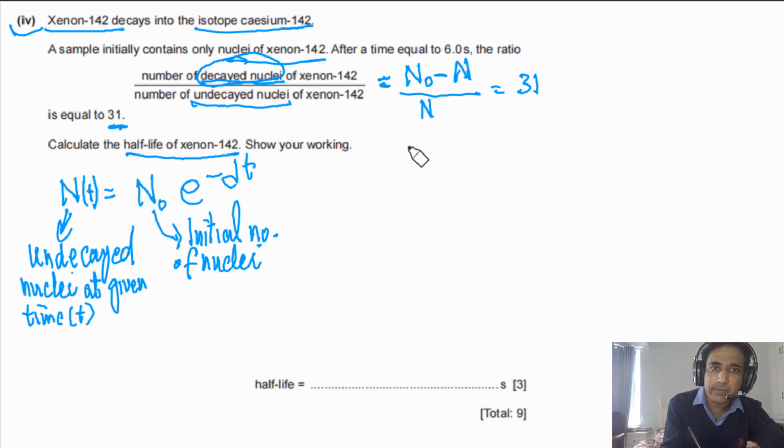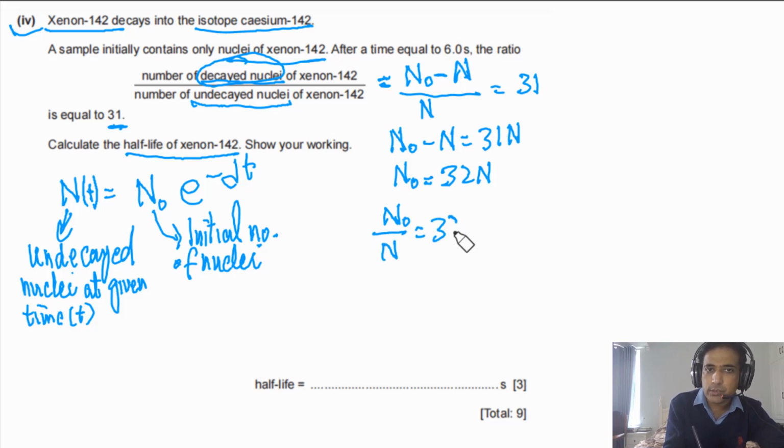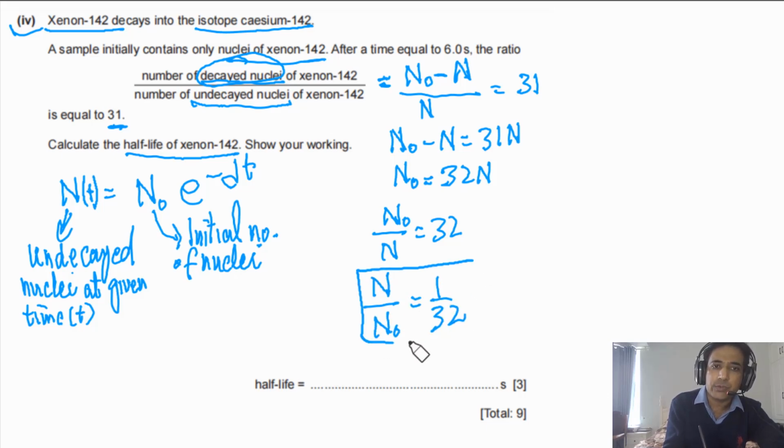Now we can simplify this one. In this case N naught minus N will be equal to 31 times N. So from here we can say N naught, this minus N will be positive here, so we get 31 plus 1, which means this will be equal to 32N. So we got N naught by N equal to 32, or we can say N over N naught is equal to 1 over 32. Now simply you have to use this formula.